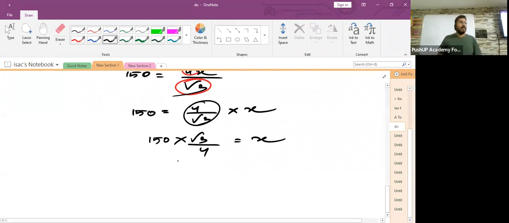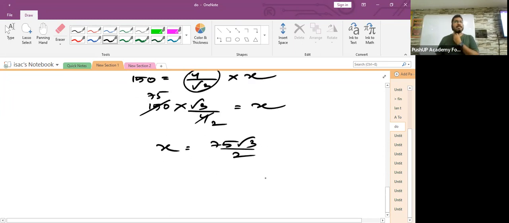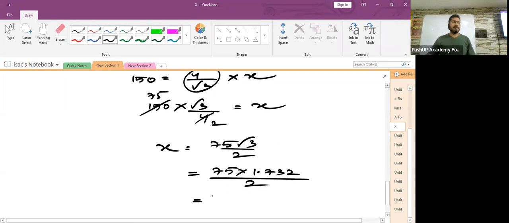So here, can we simplify this further? 2 2s are 4 and 2 into 75s are 150, isn't it? So are we getting x is equal to 75 root 3 divided by 2? Am I right, children? Okay. Let's do it further. Children, do this. 75 into root 3 is what? 75 into 1.732 divided by 2. Just do this.